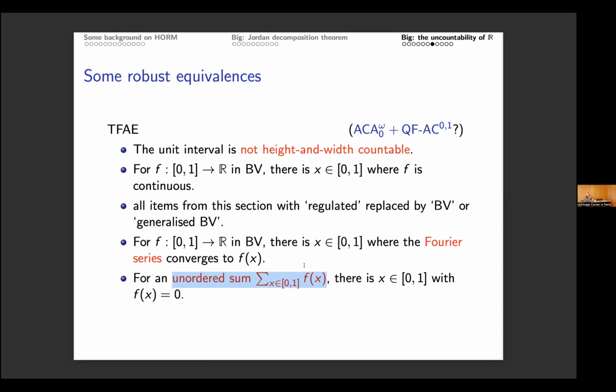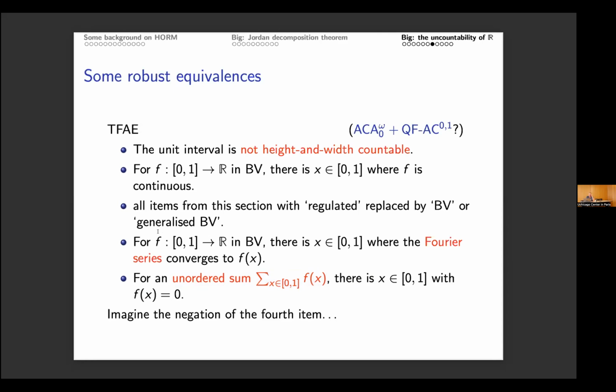Of course, if this makes any sense whatsoever, you know that this has to be zero except for countably many points. And so if this sum makes sense, then there is one x such that f of x is 0. And so this is equivalent to the unit interval being uncountable. If the unit interval is countable, these uncountable sums always make sense. Which makes sense, right? In a strange, perverse way.